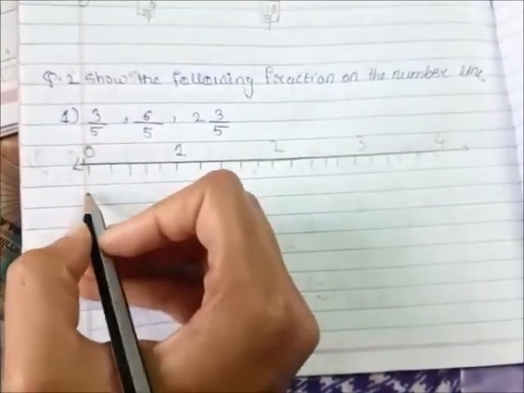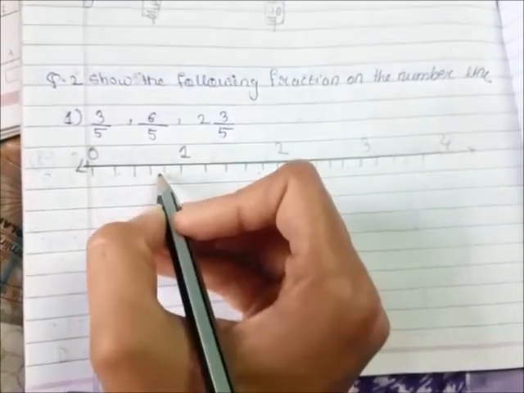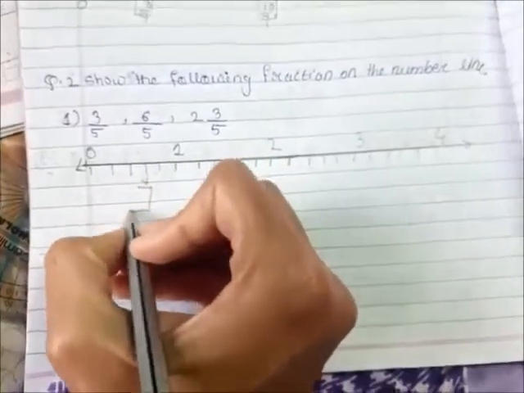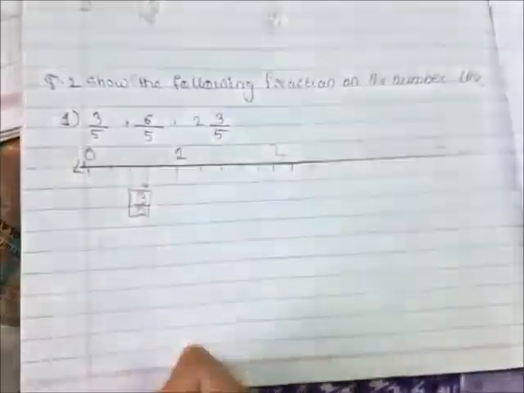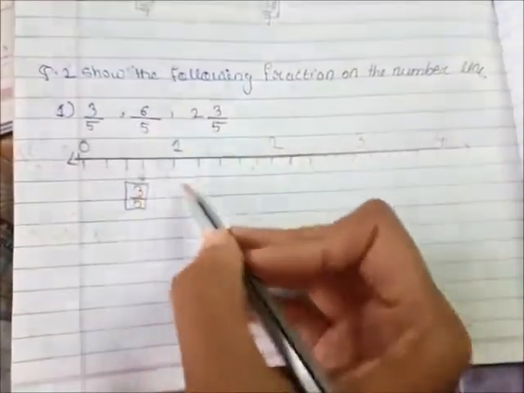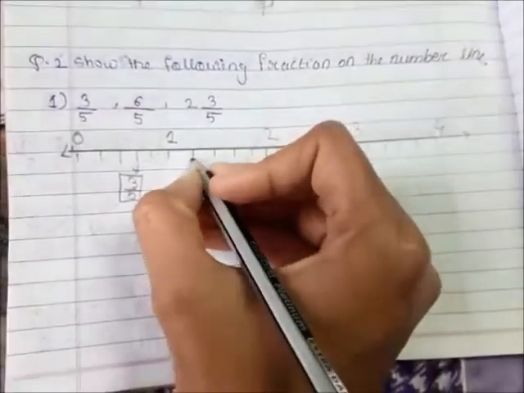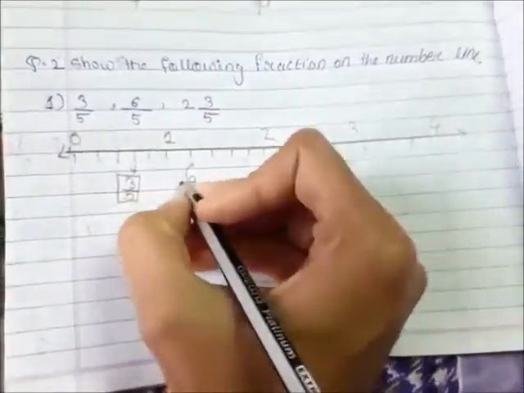So this is 0 upon 5, this is 1 upon 5, 2 upon 5, and this number is 3 upon 5. So you make a mark here and write 3 upon 5. After 3 upon 5, we need to show 6 upon 5. So this is 4 upon 5, 5 upon 5, and this is my 6 upon 5. Just show here 6 upon 5.